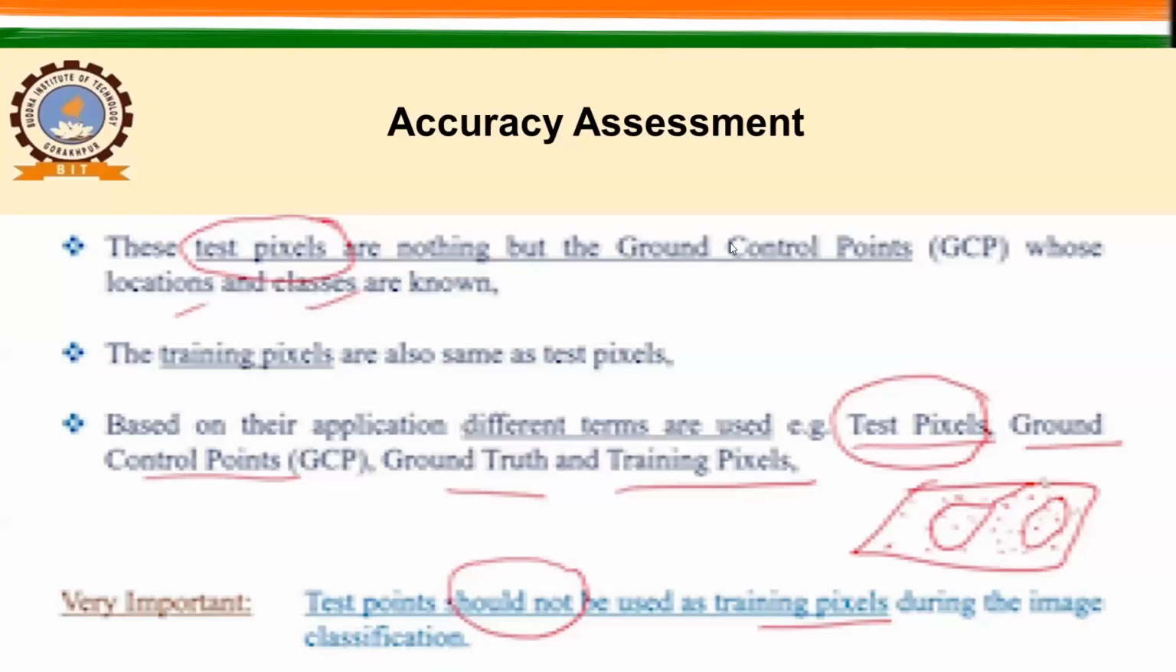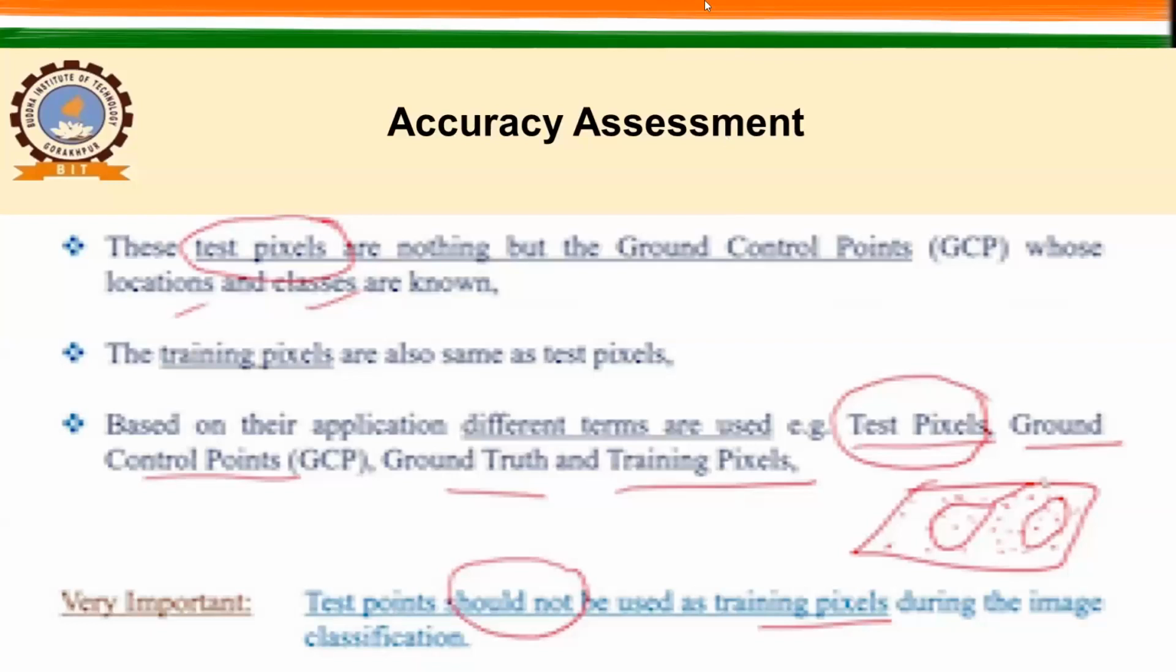It is very important for us to note that pixels used as training pixels during the image classification should not be used again. Otherwise what will happen? Your accuracy assessment will be 100%. So accuracy of your produced result will be 100%. That cannot be true. So suppose you have visited this area and collected maybe 100 ground control points. Out of 100, you have to use some in your classification.